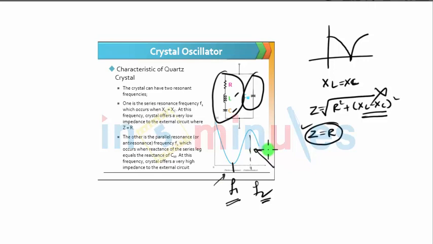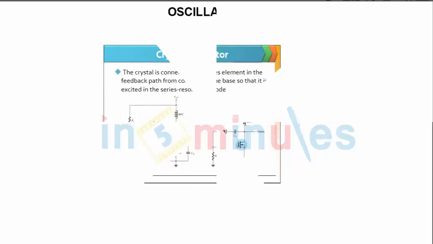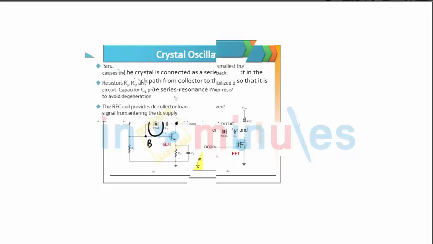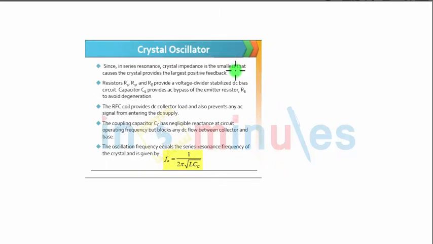So this is the working of the crystal oscillator, and this is how it is used in the BJT. You can see it is connected in this format. The crystal is connected as a series element in the feedback path, where the collector is the output and the base is the input. Between the collector and base you have the crystal. So it is connected in the feedback path in the BJT as well as the FET. Since in series resonance the crystal impedance is the smallest, the crystal provides the largest positive feedback.